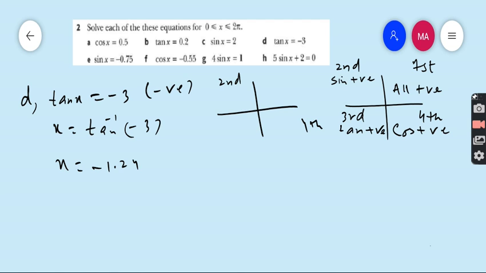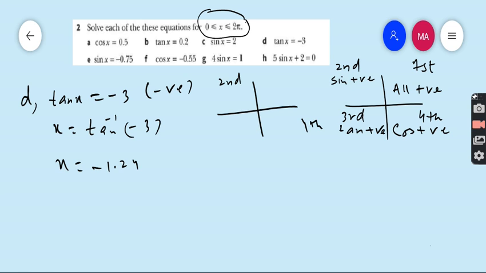But you know, the domain in the question is given positive. See this, 0 to 2 pi. So negative angle will not be acceptable. Negative values of x will not be acceptable. So what should we do?